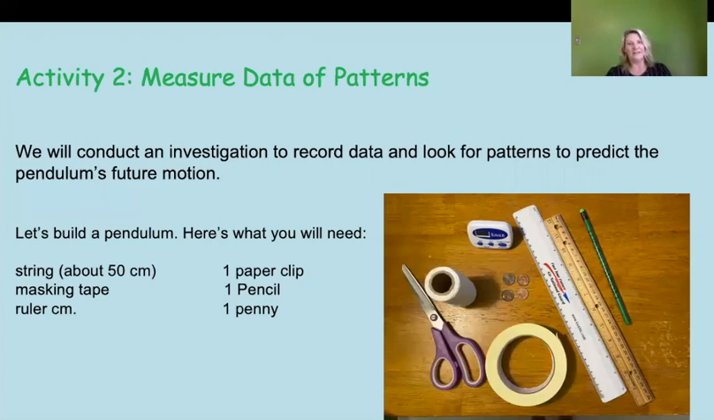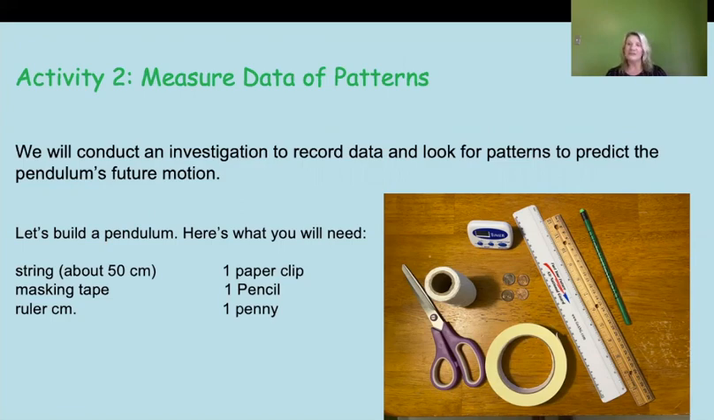So, activity to measure data of patterns. We will conduct an investigation to record data and look for patterns to predict the pendulum's future motion. Now, here's a list of things you need to build a pendulum.